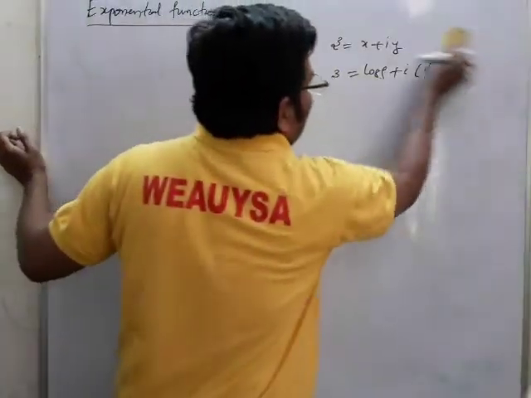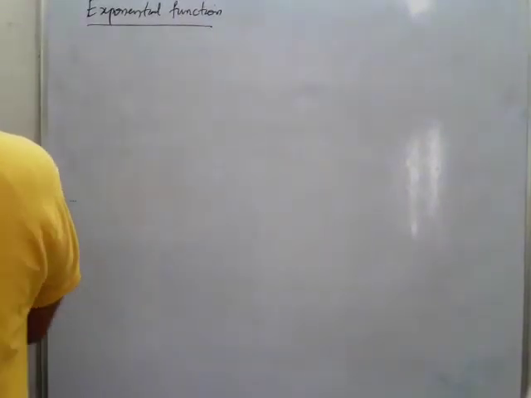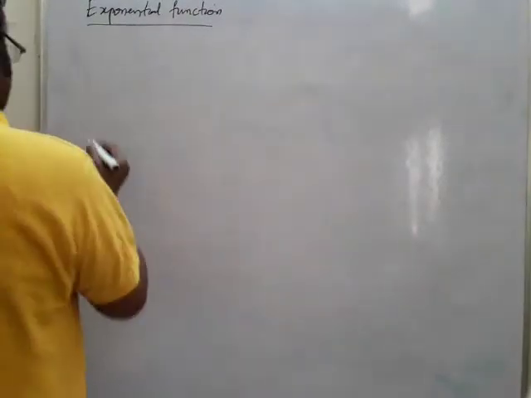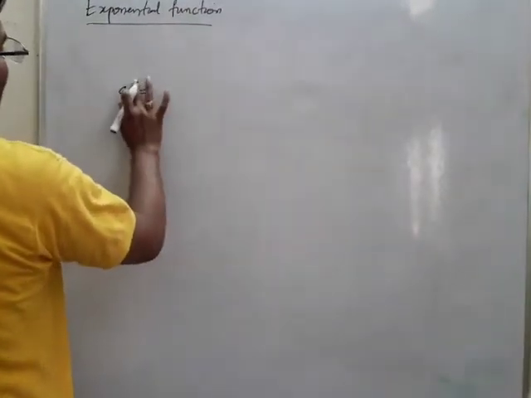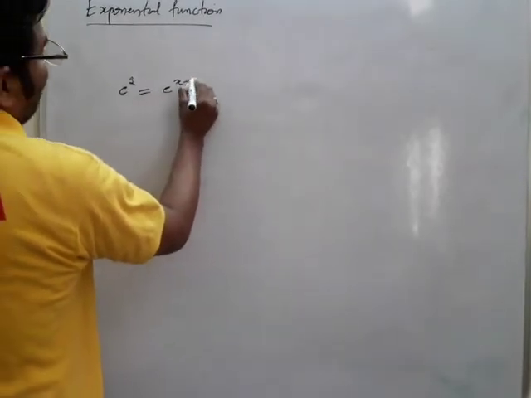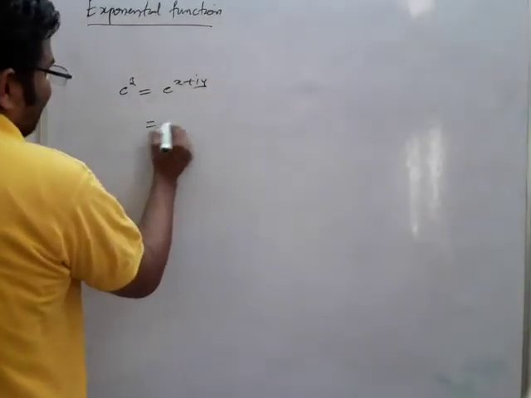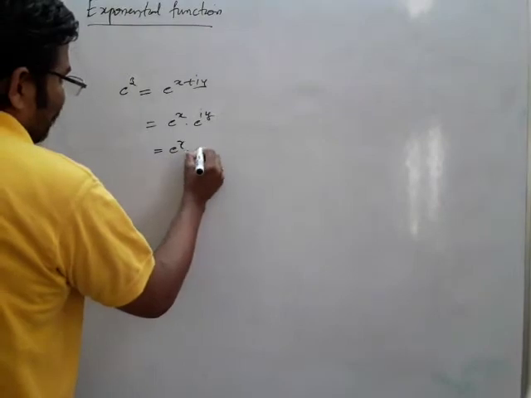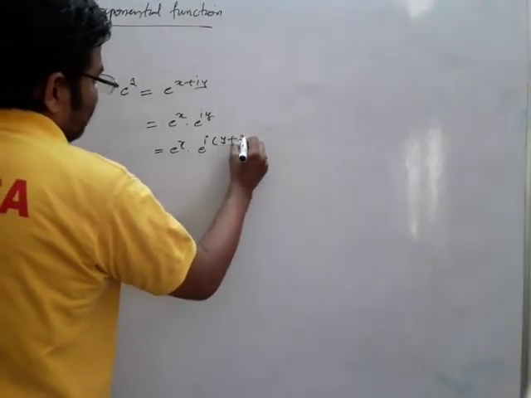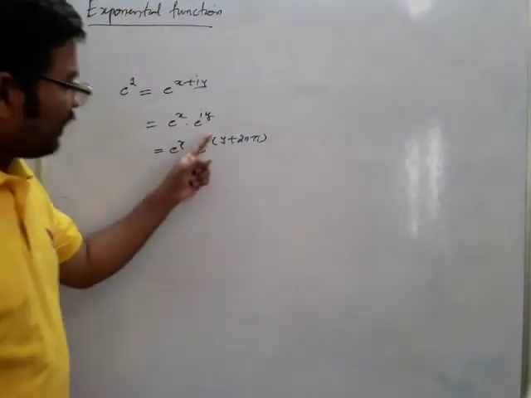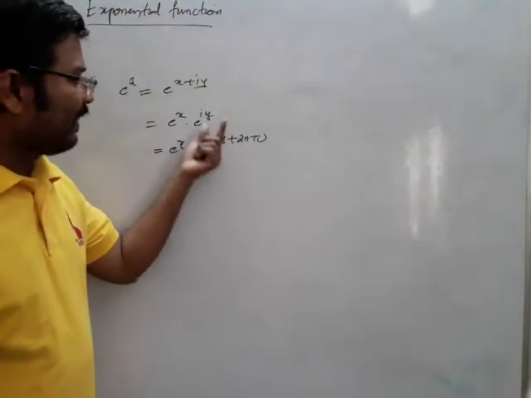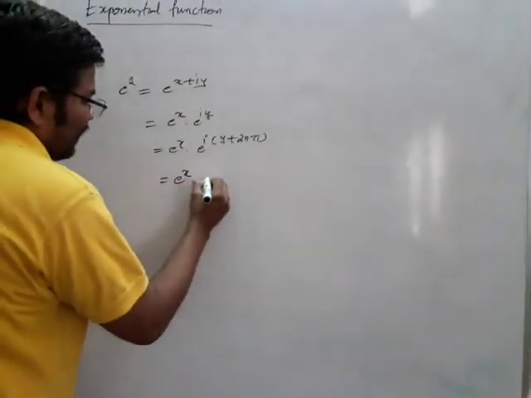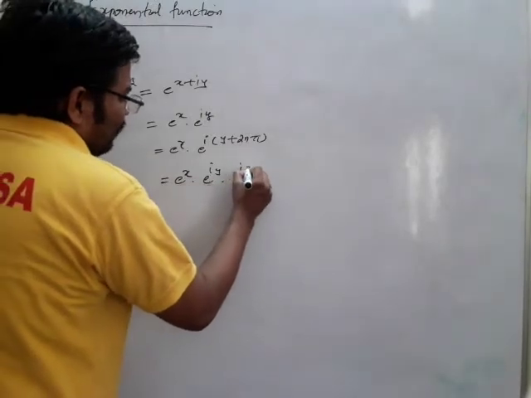So how you got that w, that we'll see. Generally, suppose e^z = e^(x+iy). This I am taking as e^x into e^(iy). This I am taking as e^x e^(i(y+2nπ)). Now this is y + 2nπ. 2nπ is nothing but the argument which is moving. So therefore this is e^x e^(iy) e^(i·2nπ).